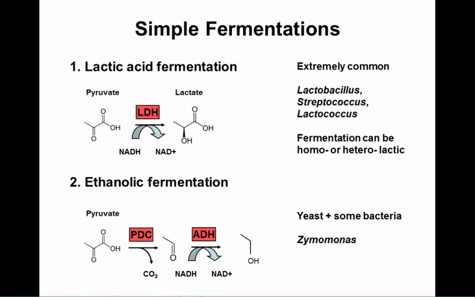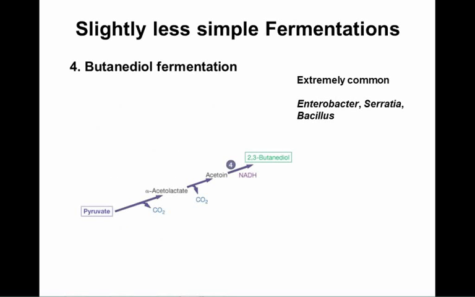So that's the drawback of these simple fermentation pathways. They produce toxic end products. Now, some of the slightly more complicated pathways are a slightly better solution in terms of lowering toxicity.